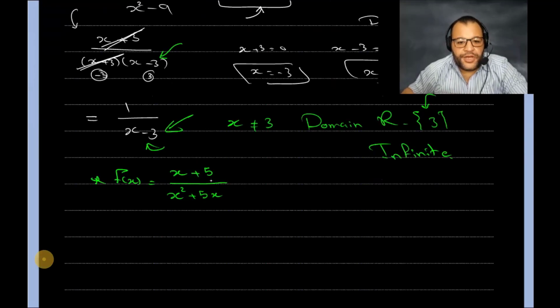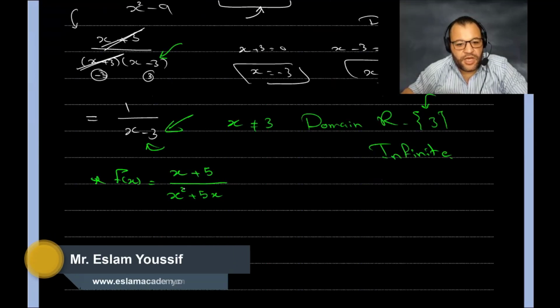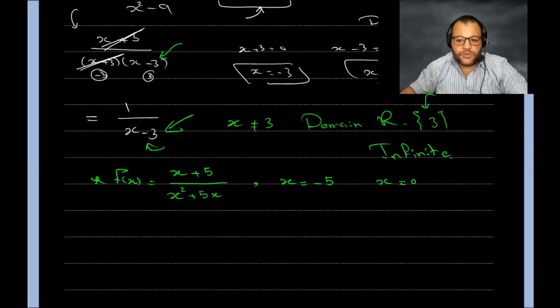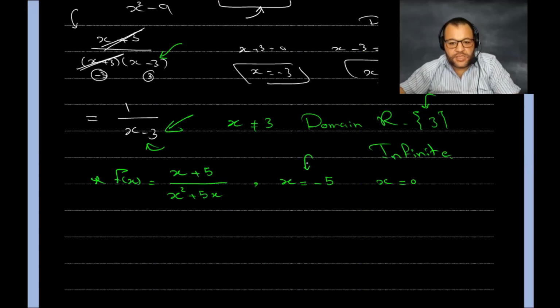Okay. We have the function f of x equals x plus 5 over x squared plus 5x. I need to check the continuity and discontinuity at x equals negative 5 and x equals 0. If you replace x equals negative 5, what answer will you find? 0 over 0. It will be undefined. If you replace x equals 0, 5 over 0, undefined.